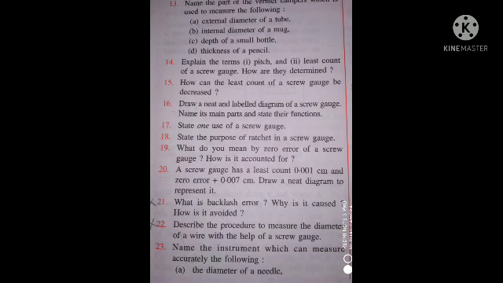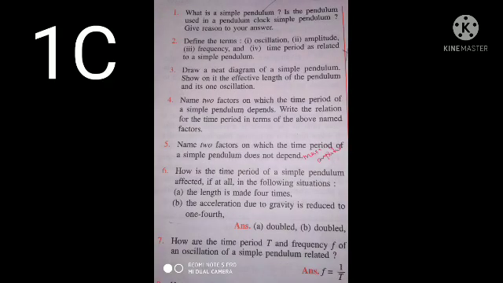Name the instrument which can accurately measure the following: the diameter of a needle, screw gauge; thickness of a paper, screw gauge; the internal diameter of the neck of a water bottle, vernier caliper; and the diameter of a pencil, screw gauge. Question number 21 and 22 we will not be doing. Then question number 23, 24 and 25, it is already given in the exercise.